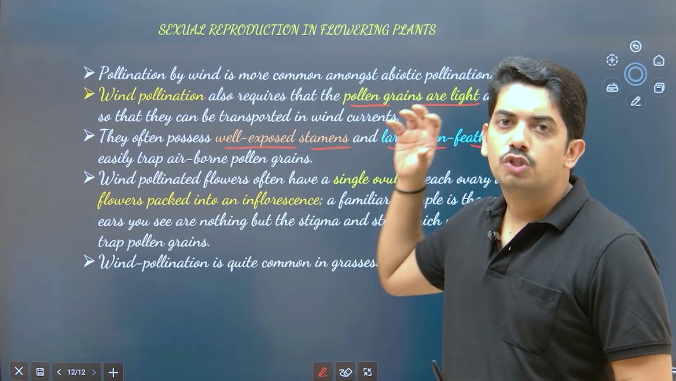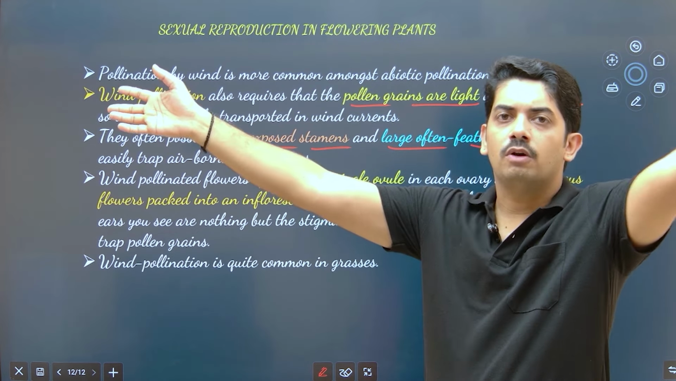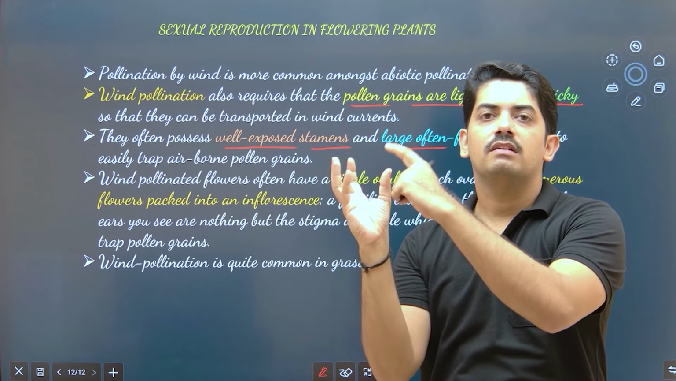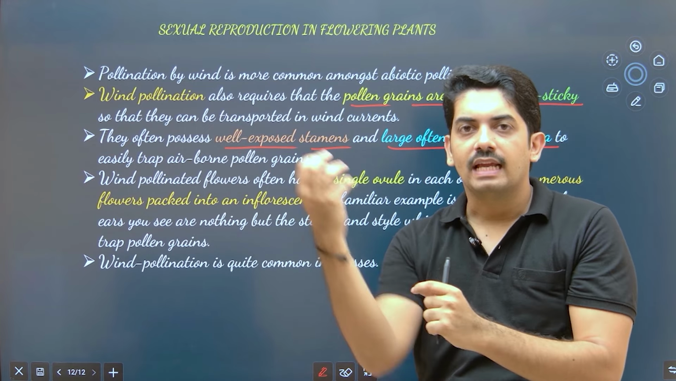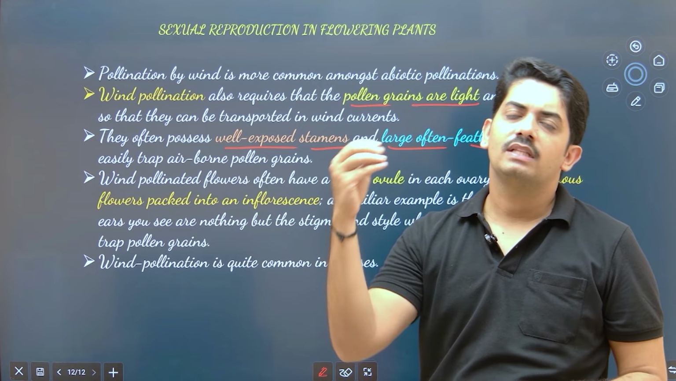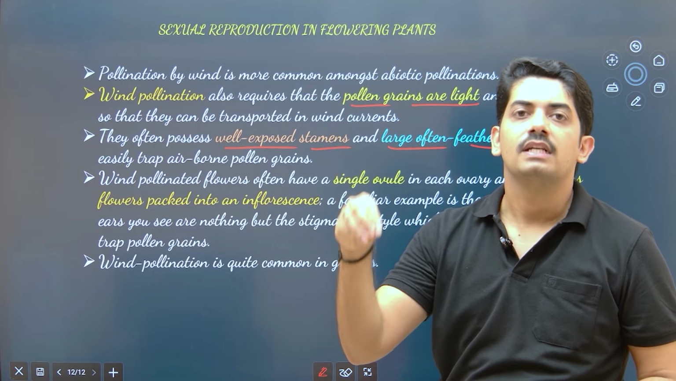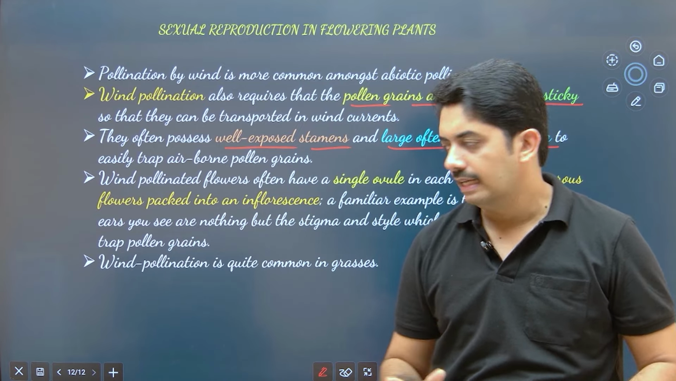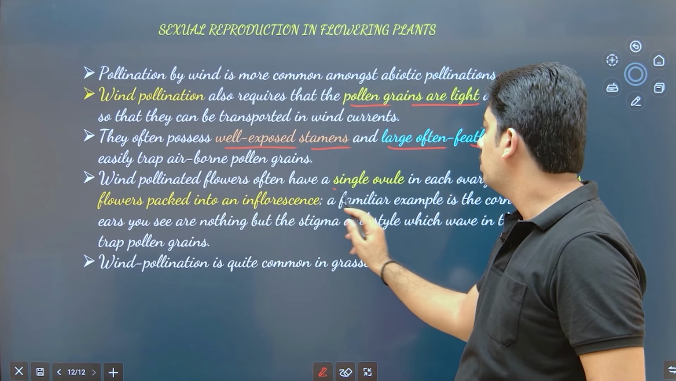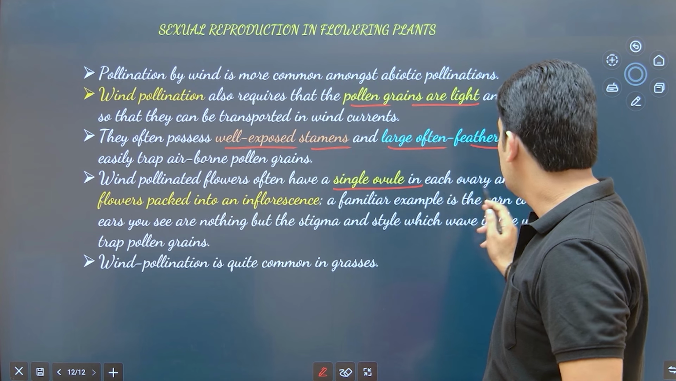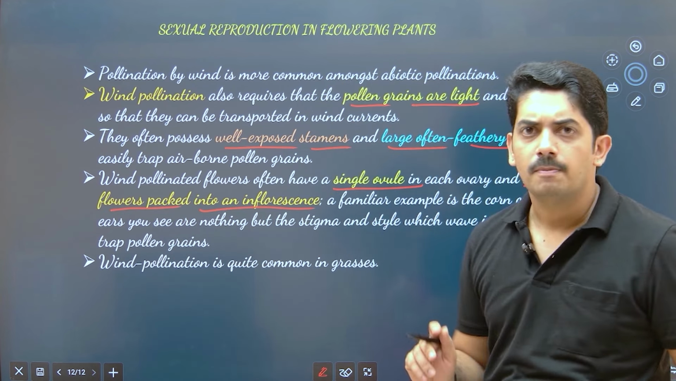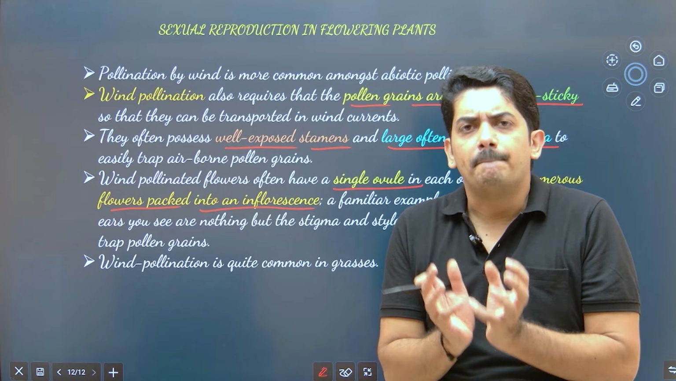Imagine there is one strong wind current, and thousands of pollen grains are released to the environment. Now the stigma, having small hair-like structures, can trap these pollen grains easily. If there is no such thing, then the chance of pollen grain deposition on the stigmatic surface will be very, very less. Okay, so wind pollinated flowers often have a single ovule in each ovary, and numerous flowers are packed into a compact inflorescence.